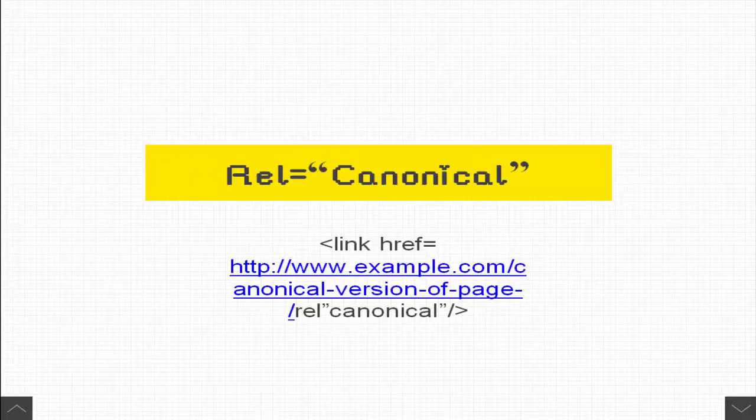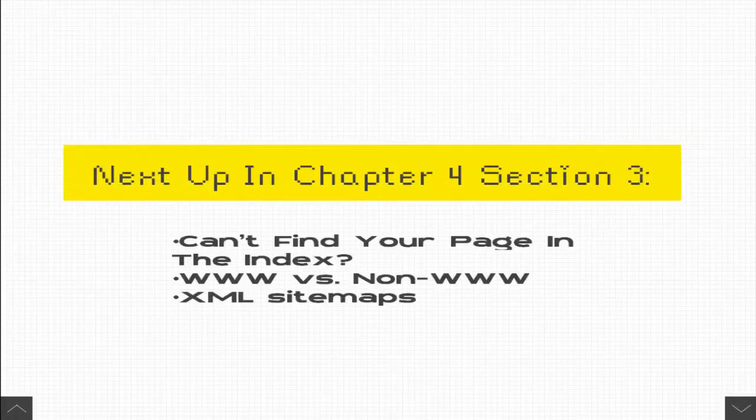For example, <link href="http://www.example.com/canonical-version-of-page/" rel="canonical" />. This tag tells Bing and Google the given page should be treated as though it were a copy of the URL www.example.com/canonical-version-of-page/, and that all the links and content metrics the engines apply should be credited towards the provided URL. That's it for Chapter 4, Section 2.